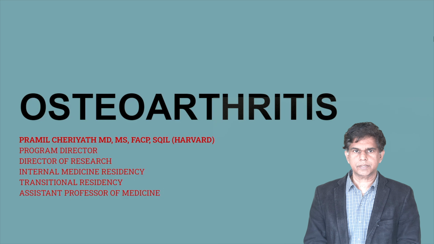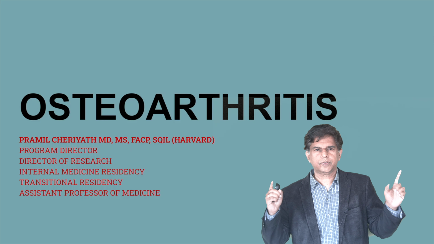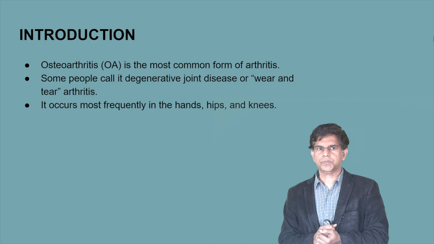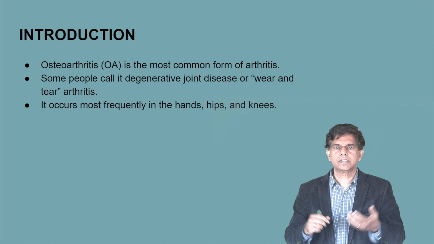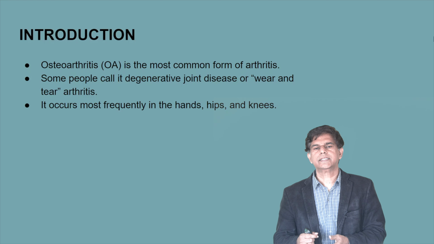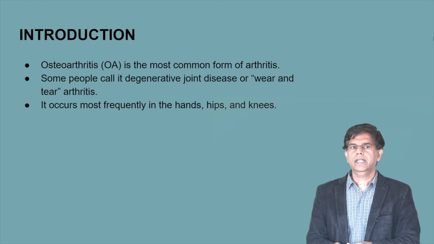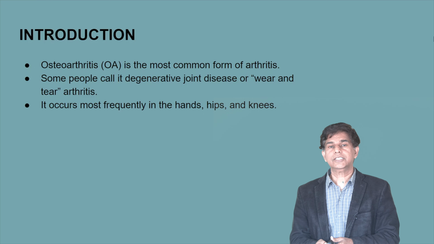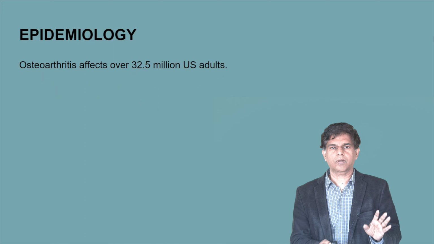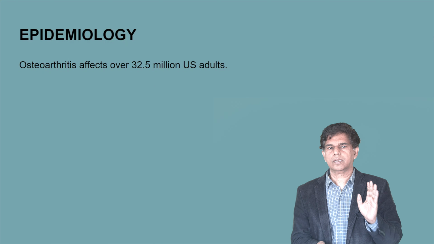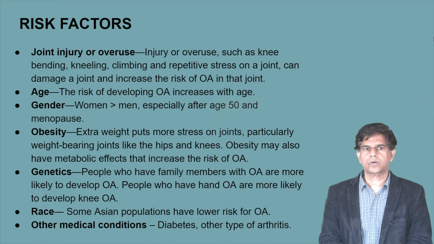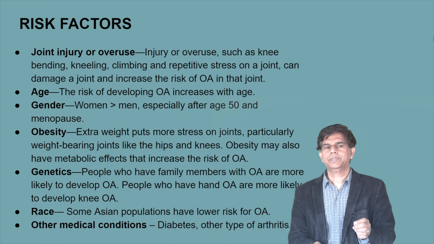So osteoarthritis is the most common form of arthritis, and some people call it DJD or degenerative joint disease, or wear and tear arthritis. Most common in the knees, hands, and hips. The epidemiology: it affects 32.5 million US adults, with billions and billions of dollars spent on treatment and loss of work days. Risk factors: joint injury or overuse, age, gender, obesity.